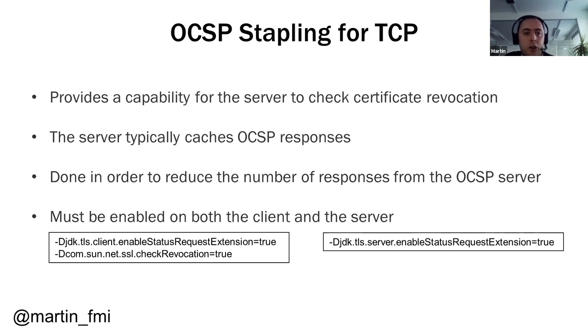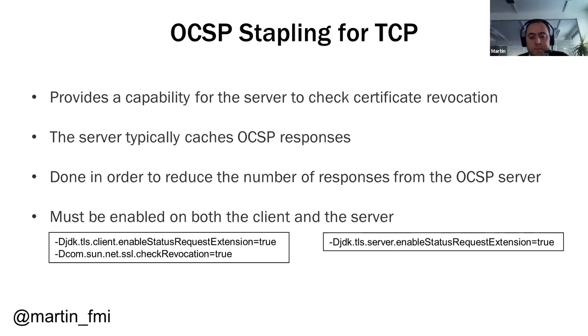In order to use OCSP stapling, you need to enable it on both the TLS client and server, specifying particular settings. For the server, you need to specify jdk.tls.server.enableStatusRequestExtension equals true. And for the client, you need to specify two settings, that's jdk.tls.client.enableStatusRequestExtension true and com.sun.net.ssl.checkRevocation true.